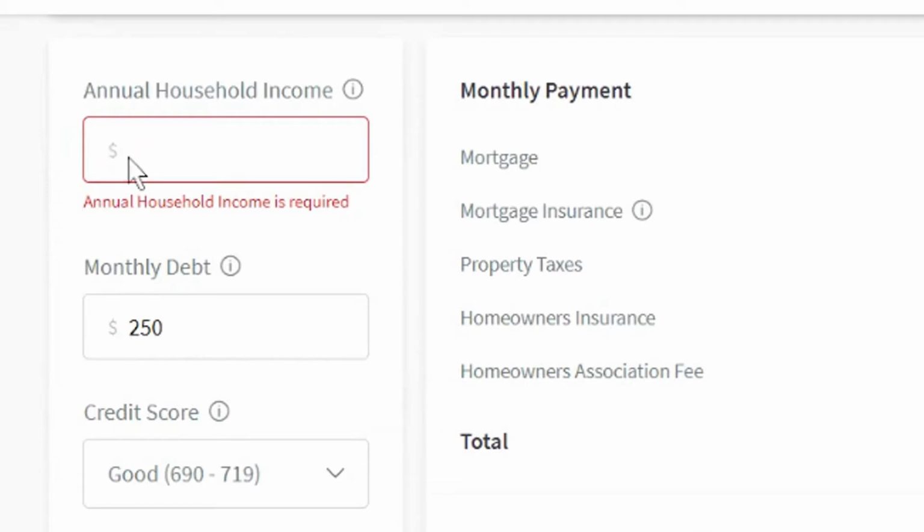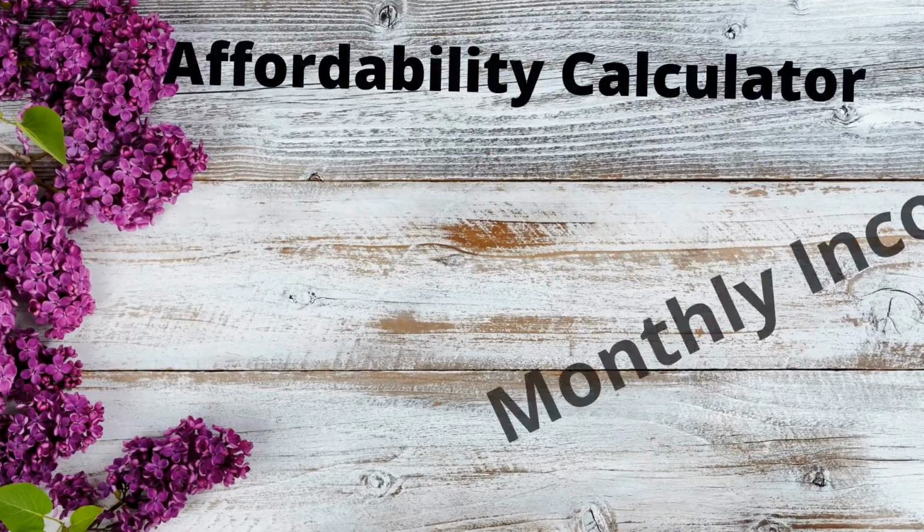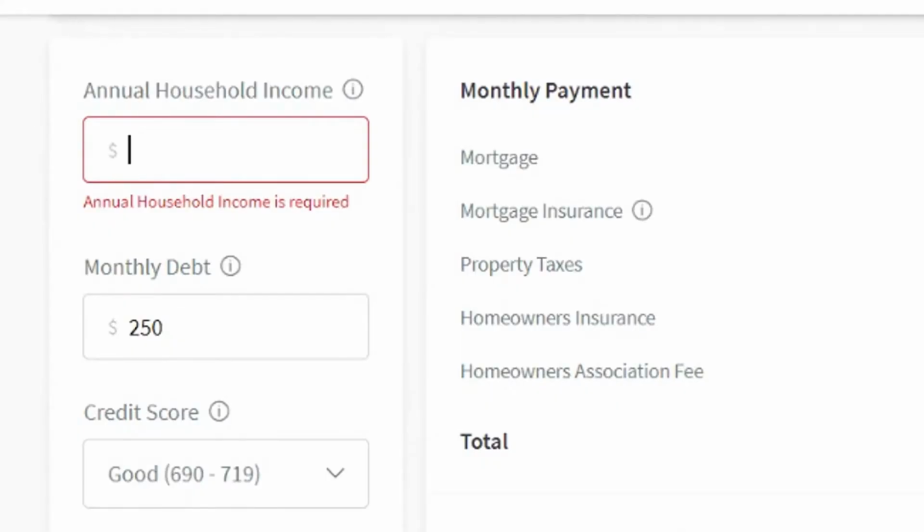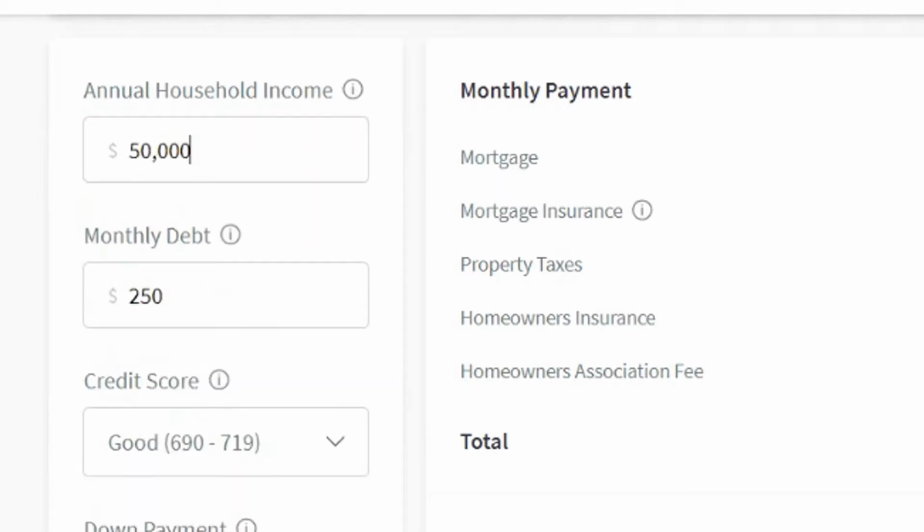So let's start with household income. Here we're looking at your gross income before taxes and other deductions are withheld. So maybe your annual salary is, say, $50,000 a year.